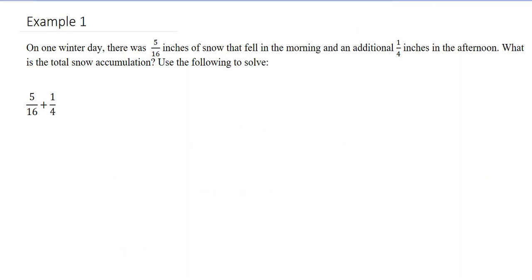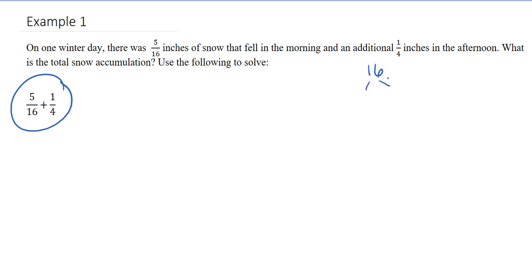Example 1. On one winter day, there was 5/16 inches of snow that fell in the morning and an additional 1/4 inches in the afternoon. What is the total snow accumulation? So we're going to use the following to solve. So we have 5/16 plus 1/4.